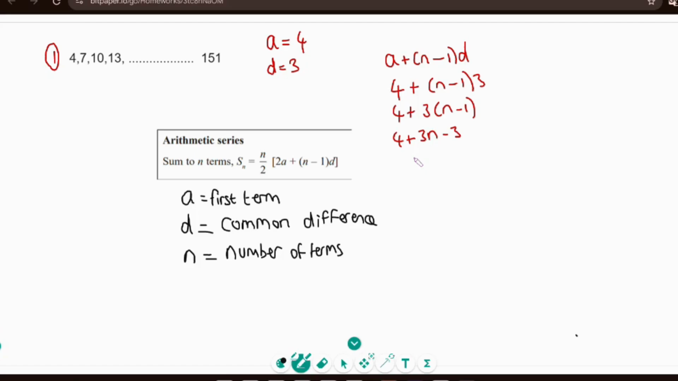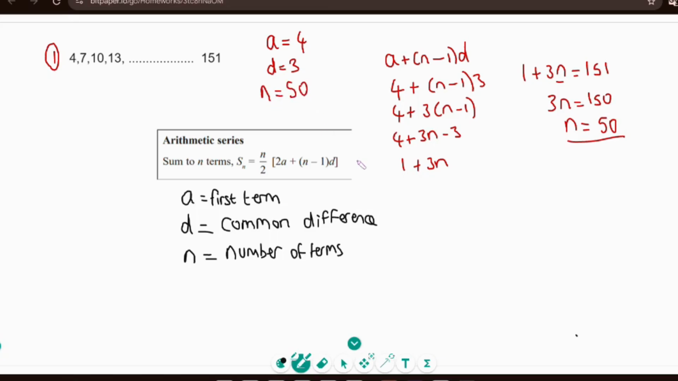4 minus 3 is 1, so it's 1 plus 3n. So let's put the nth term equal to 151, and then we'll be able to find n, the position. So let's take 1 off both sides, and let's divide both sides by 3, which gives you n is 50. So we're actually summing the first 50 terms here.